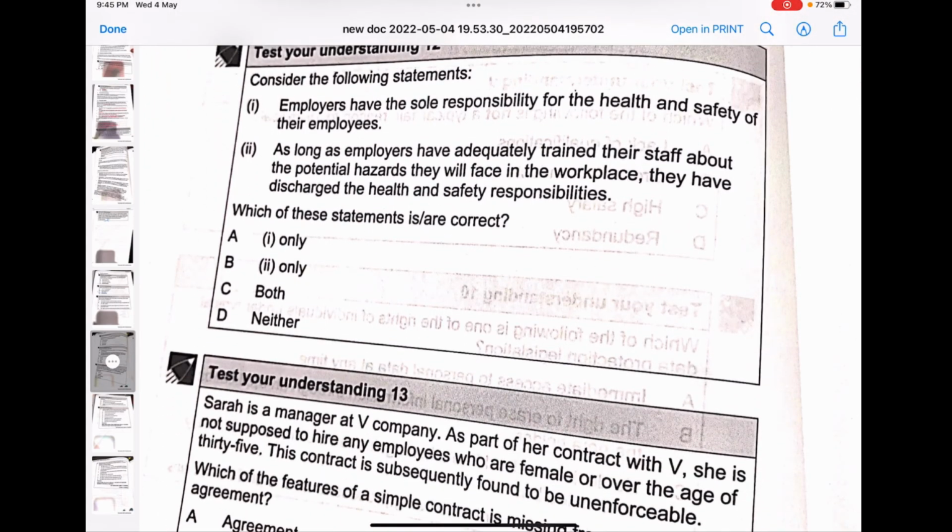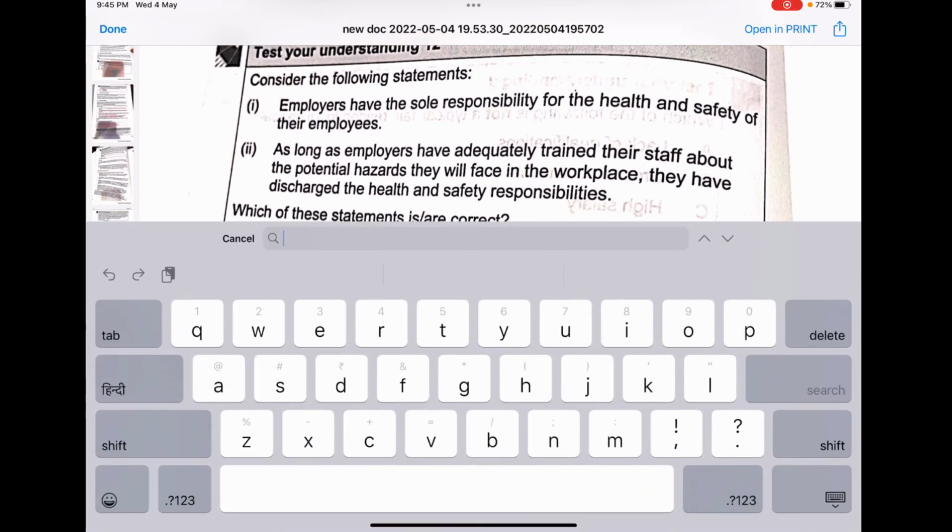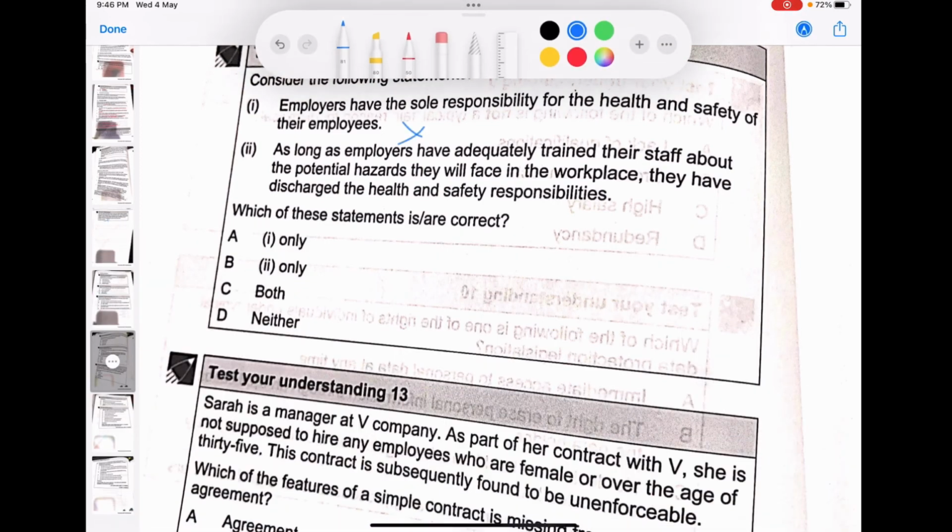Consider the following statements. Employees have the sole responsibility for the health and safety of their employers. Is that true? Not the sole responsibility. That's not true. As long as employers have adequately trained their staff about potential hazards they will face in the workflows, they have discharged the health and safety responsibility. Even that is also false, because there can still be some things which they're not following. So the answer is D, neither.